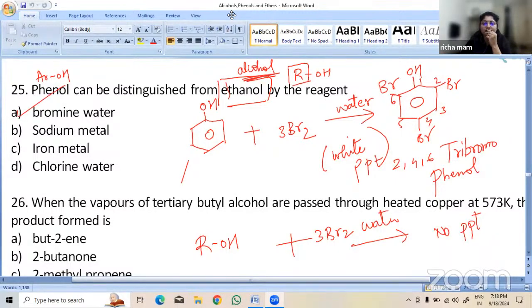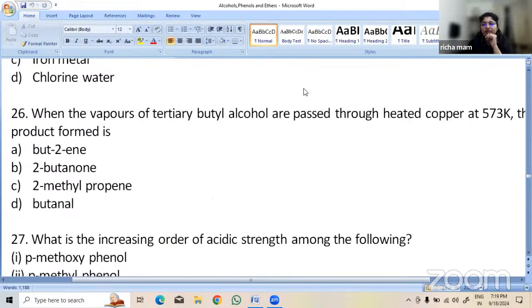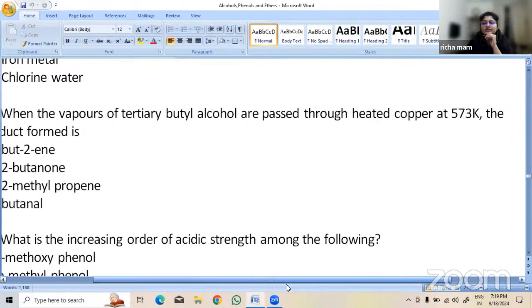Kanaya, Lubna, Amulya, Shrivaruni have answered correctly. Option number A. Phenol gives a test with bromine water, forming a white PPT, but with alcohol no such reaction is possible. So this is a distinguishing test. Remember this distinguishing test: with bromine water, phenol gives the test, but alcohol won't.